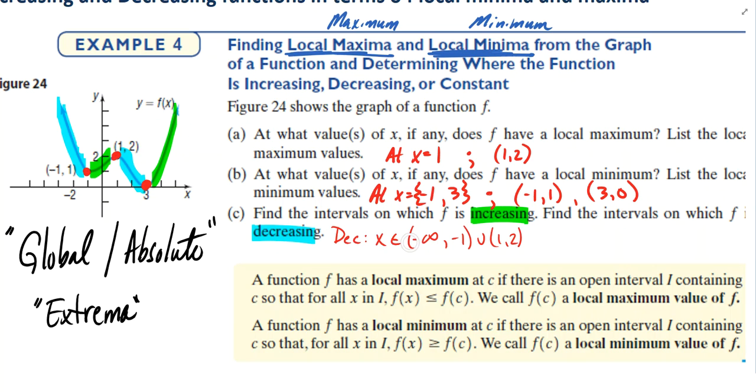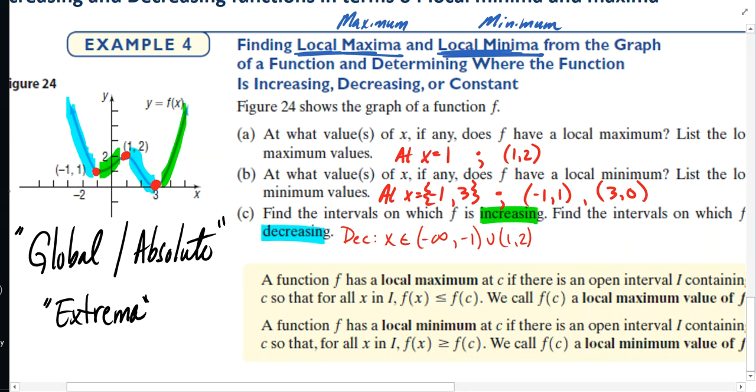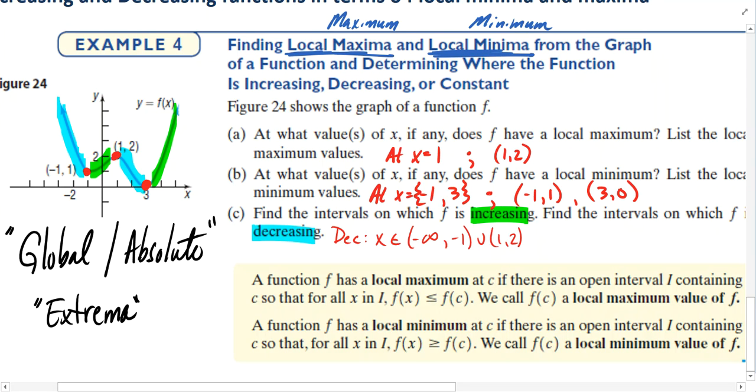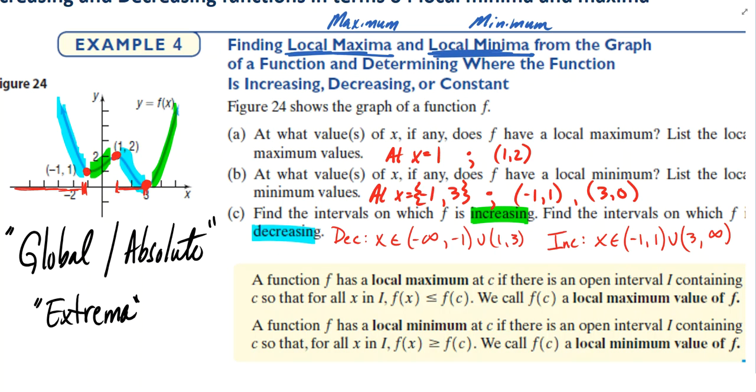So we could say that the function is decreasing on all x values that are an element of the interval from -infinity to -1, and then again from 1 to 3 on the x-axis. And then we could say that the function is increasing from -1 to 1 on the x-axis, along with 3 to infinity on the x-axis.